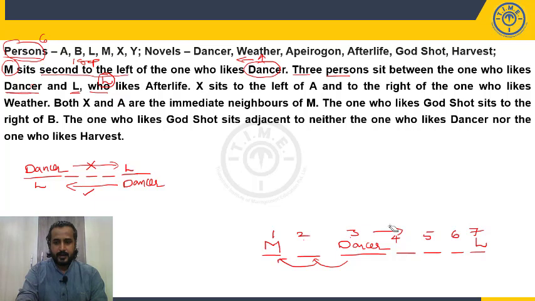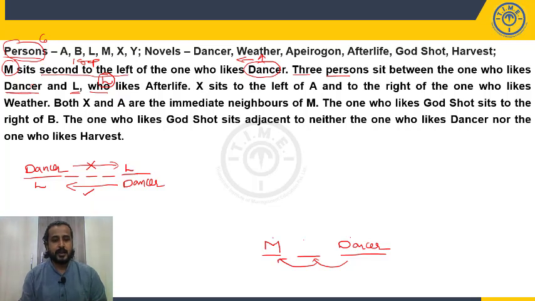So L cannot be to the right side of dancer. So it has to be on the left side. And on the left side of dancer, between dancer and L, how many gaps will be there? Sorry, 3 gaps will be there. So dancer, 1 gap, 2 gaps, and in the third gap, who will be there? L will be there. So how many persons is the arrangement? 1, 2, 3, 4, 5.